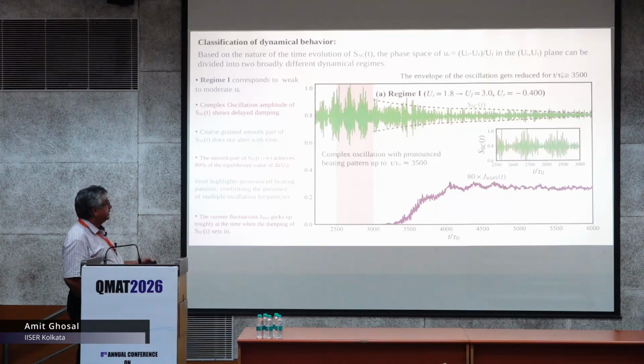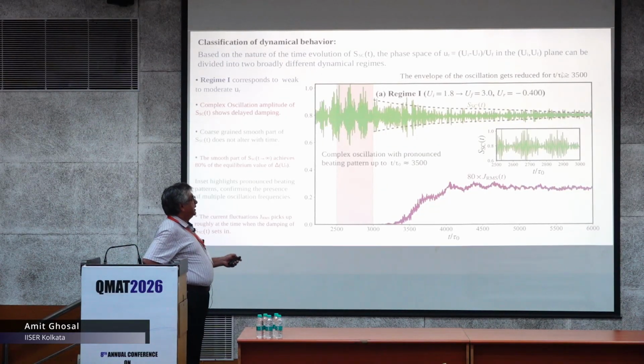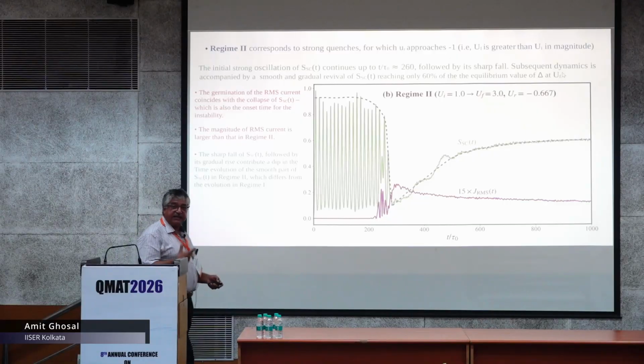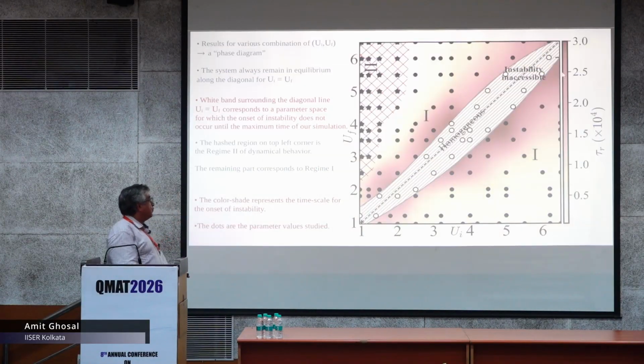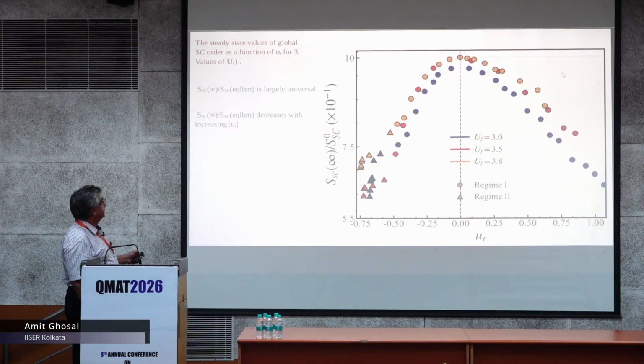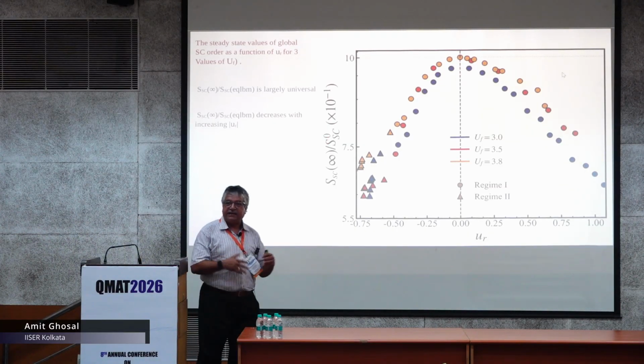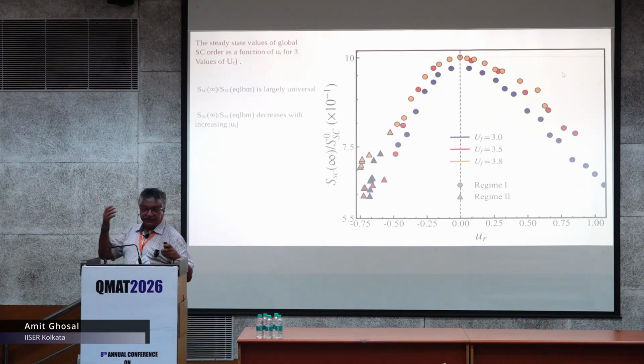Now the next part that I wanted to tell you about is, going back a bit, in either of these cases, what is the asymptotic value at a very large time? We have analyzed this by doing an appropriate fitting, to find the value of the structure factor SSC at infinite time. What I plot here is that value SSC, normalized by the value at equilibrium with UF, the final U.